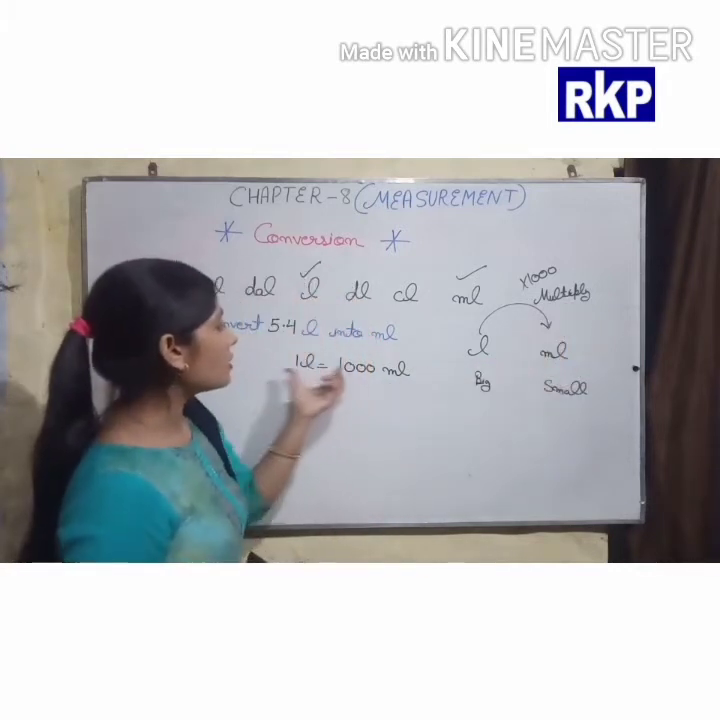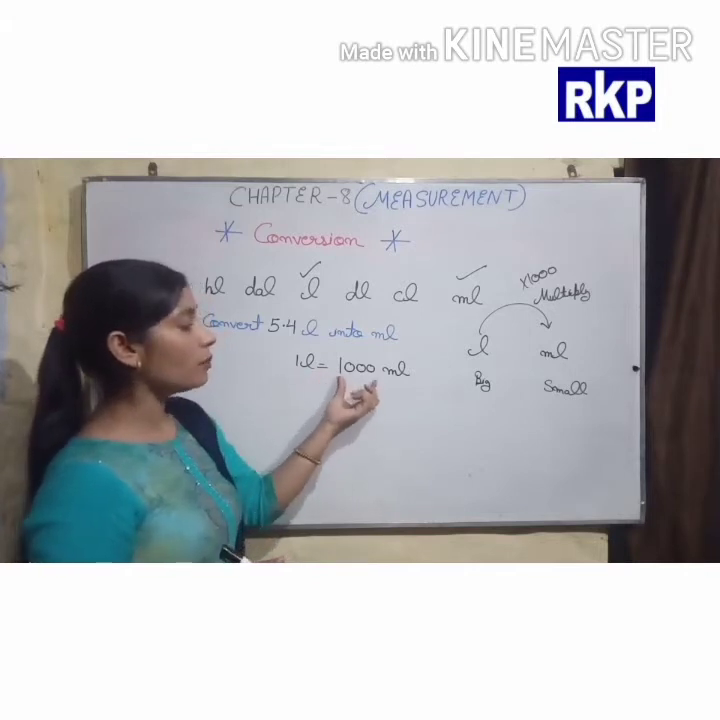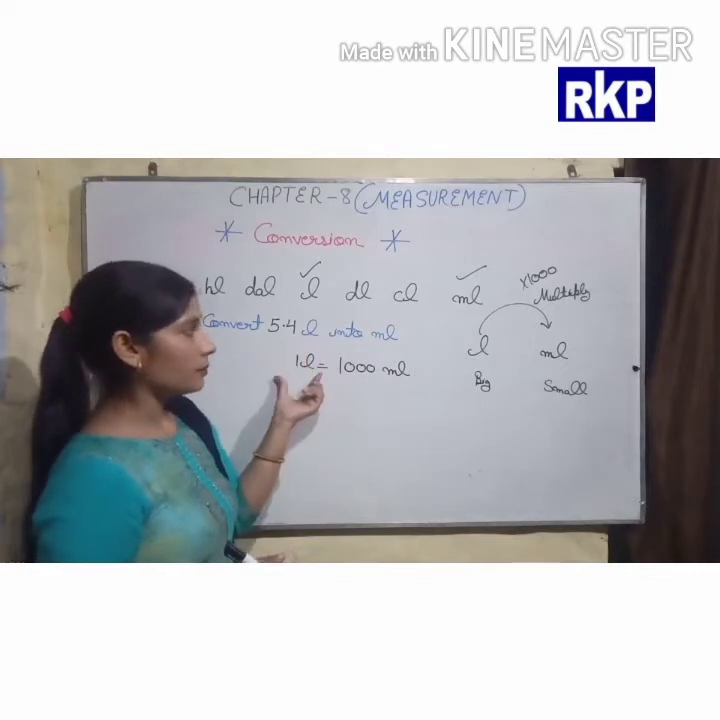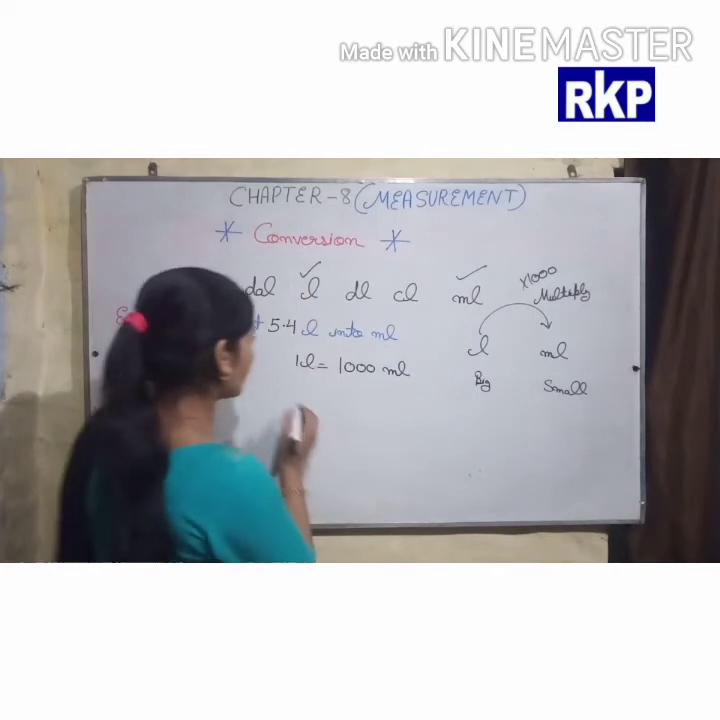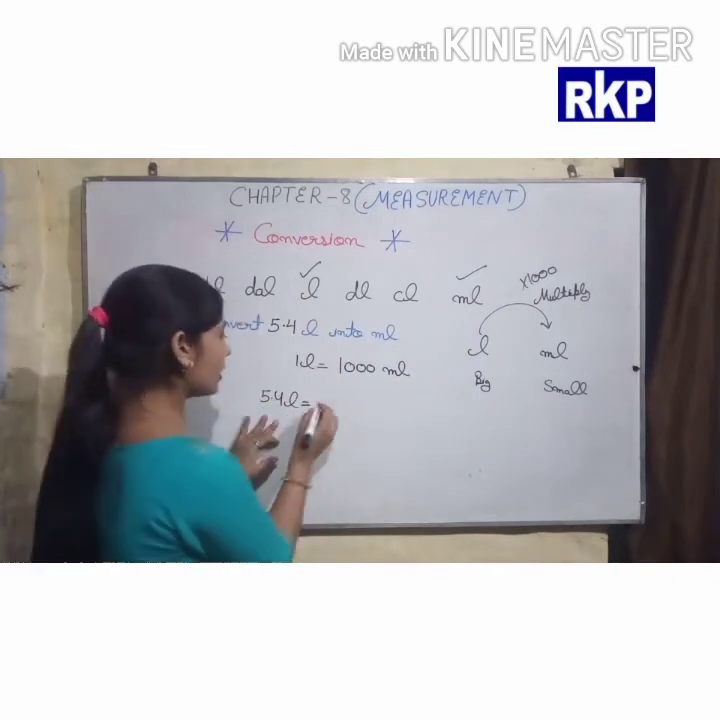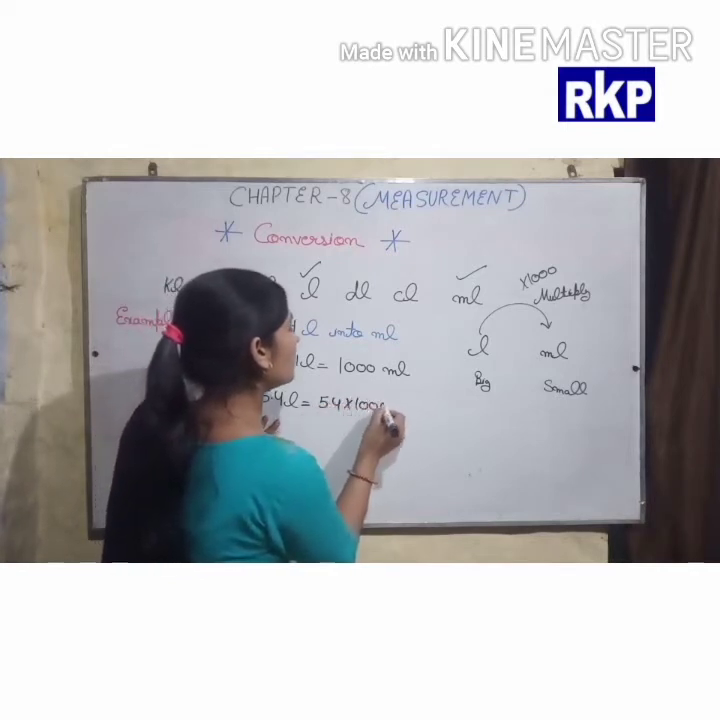And what is the relation between liter and milliliter? 1 liter is equal to 1000 milliliters. So we have to multiply this 5.4 liters with 1000. So write here 5.4 liters as it is, and now we have to multiply it with 1000.